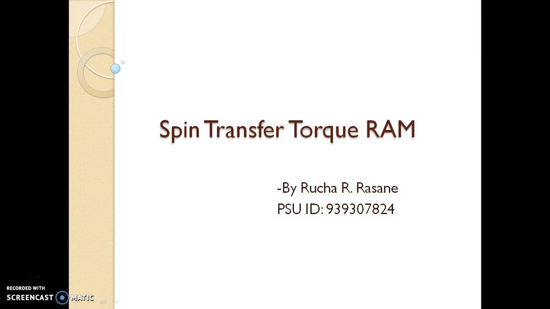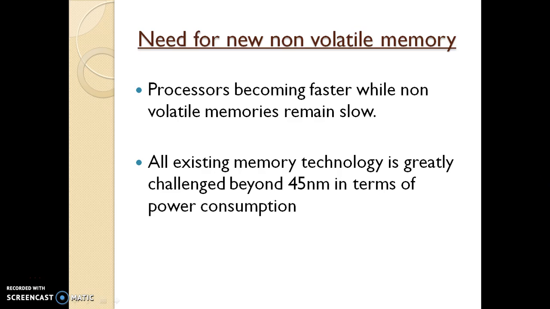In this video, I shall be covering the basic principle of a spin transfer torque random access memory and its physical implementation. Memory performance is fast becoming the key bottleneck that limits system performance. The system performance is determined by the performance of both the processor and the associated memory.